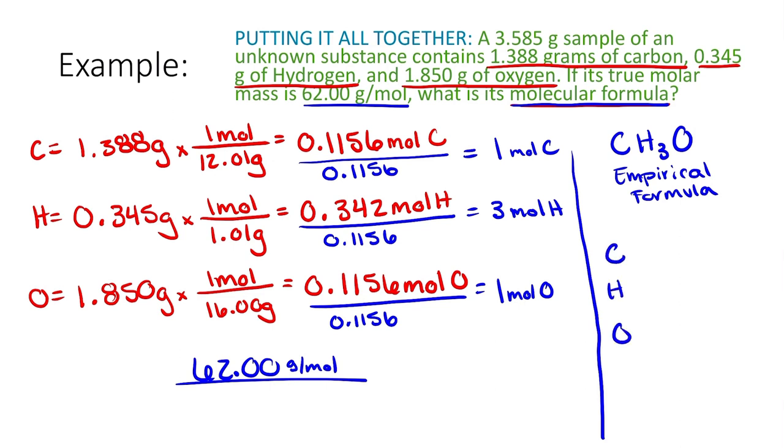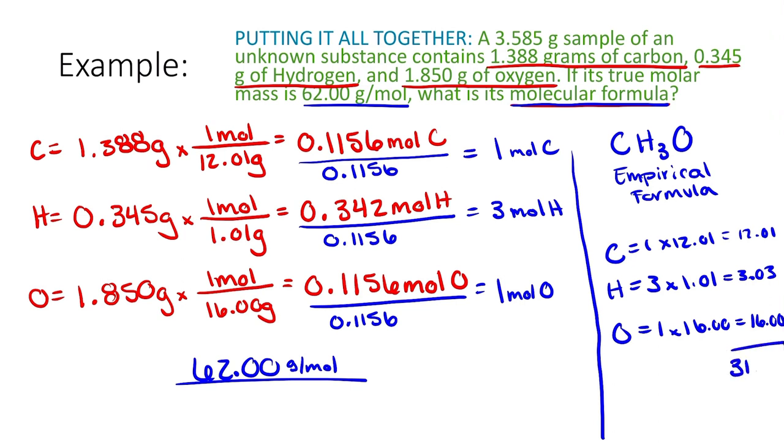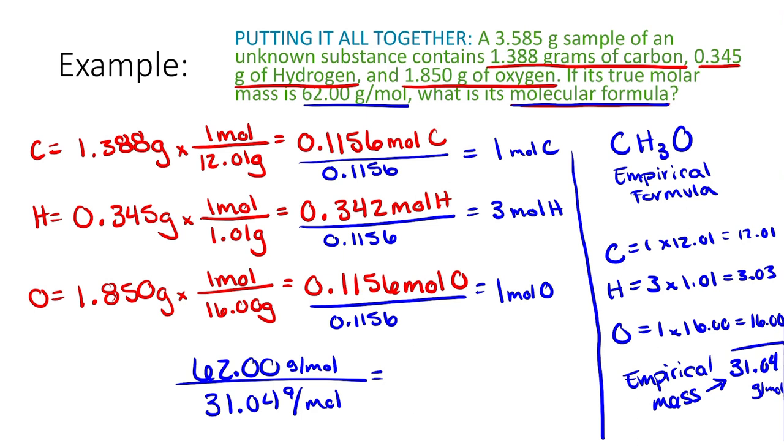I have carbon, hydrogen, and oxygen. 1 carbon, 3 hydrogen, and 1 oxygen. So if I go ahead and do these calculations, 3.03 and 16.00, and I add those numbers up, so 12.01 plus 3.03 plus 16, I end up with a total empirical mass of 31.04 grams per mole. All right, so if I take my empirical mass and I divide my true molar mass by that, 31.04 per mole, I can see very quickly that that is going to be just about 2.